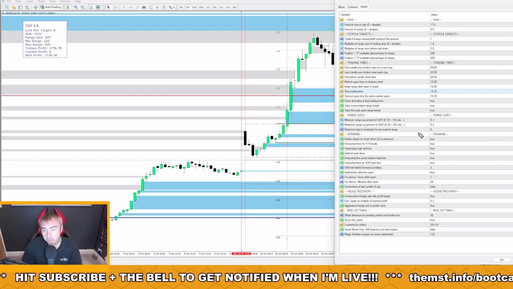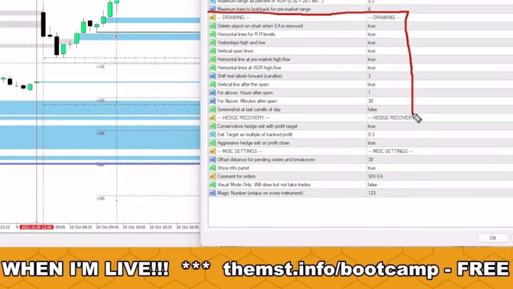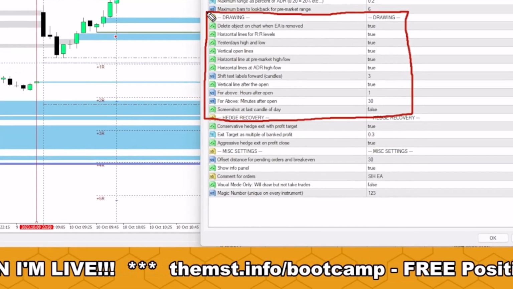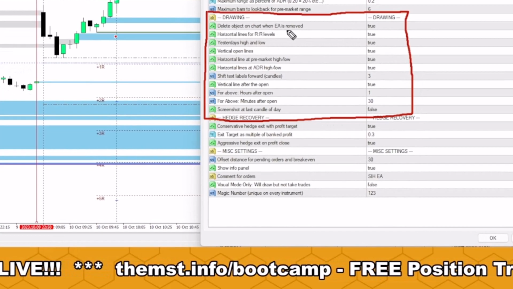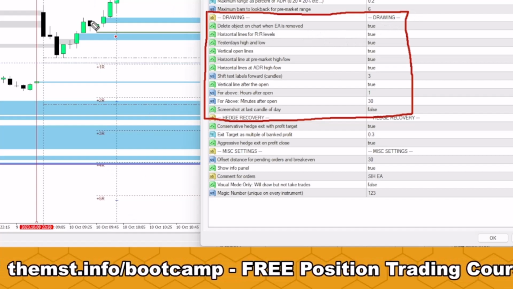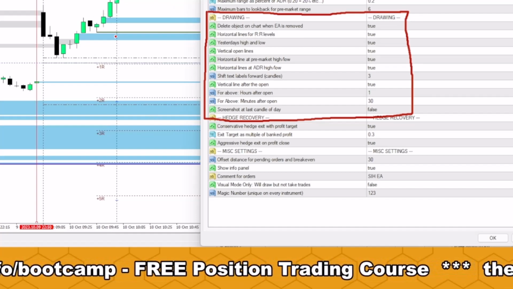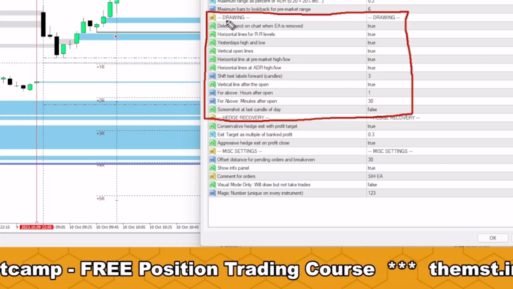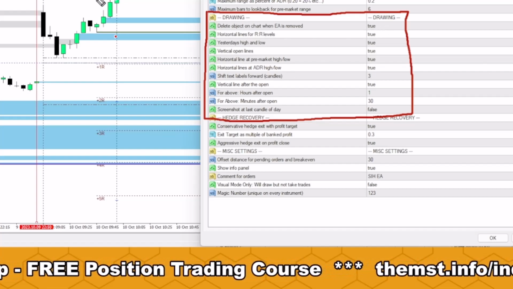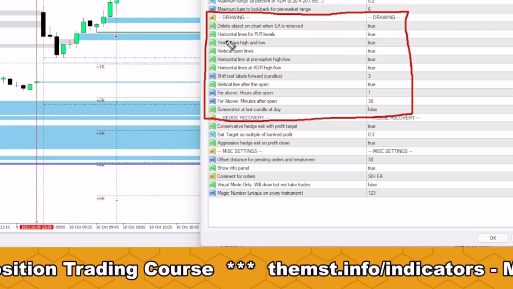Next, moving on to drawing. Again, pretty self-explanatory, this section here. With the drawings, basically delete the objects on the chart when the EA is removed. If it's set to true, all these lines and everything that it's drawn will just be deleted. Everything will disappear off the chart. If you set that to false, it will leave all the drawings on the chart if you want to. It's entirely up to you.